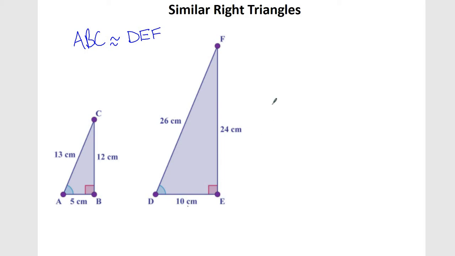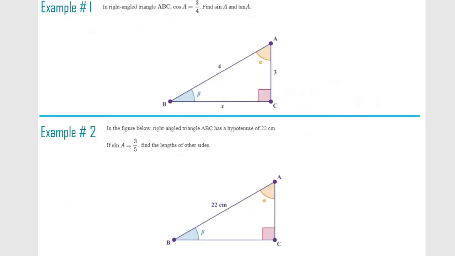AB to DE is a ratio of 5 to 10. BC to EF is a ratio of 12 to 24. AC to DF is a ratio of 13 to 26. And all of them can be simplified to the same ratio, which is 1 to 2. So that's how you know the triangles are similar. The angles are the same and the sides have a relationship. All right, so some examples.